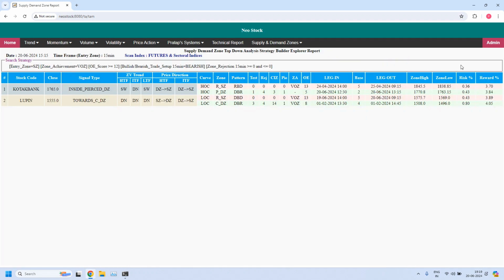And generating the report. And 2 stocks are filtered. These 2 stocks are supporting bearish trade setup for daily income trade.